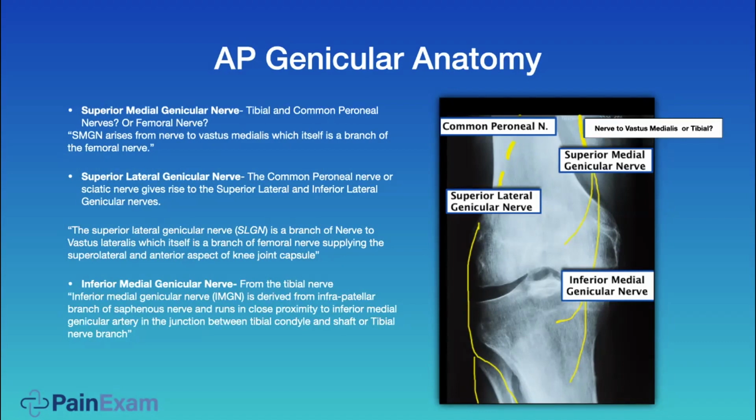So the bottom line is, you don't need to get crazy with all that. You need to understand where to find them with either X-ray if you're a pain doc, or ultrasound if you're a pain doc or an anesthesiologist.